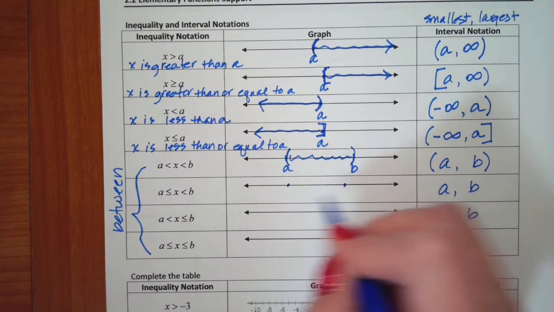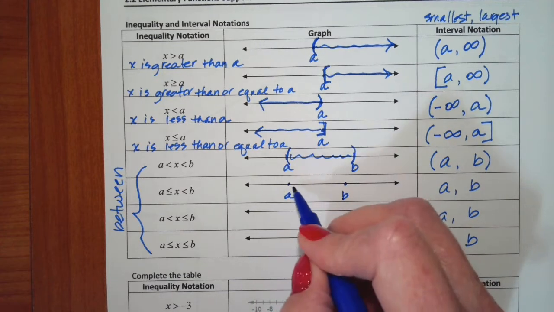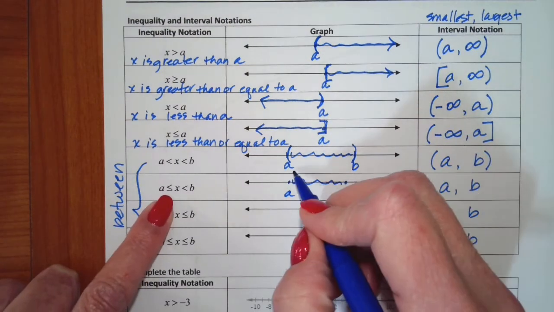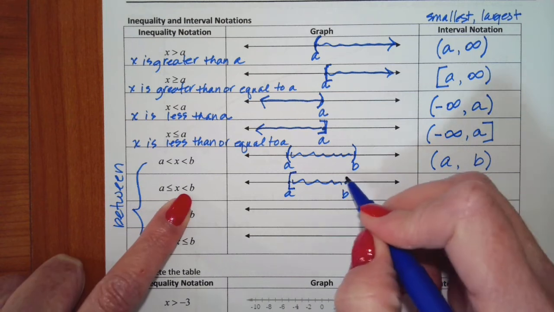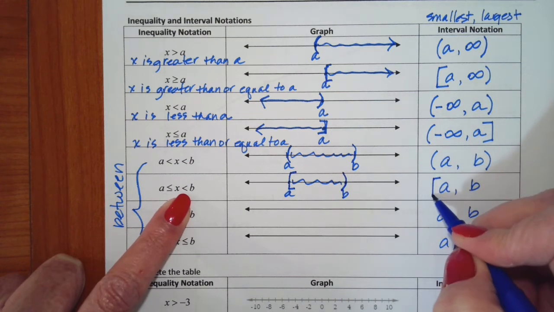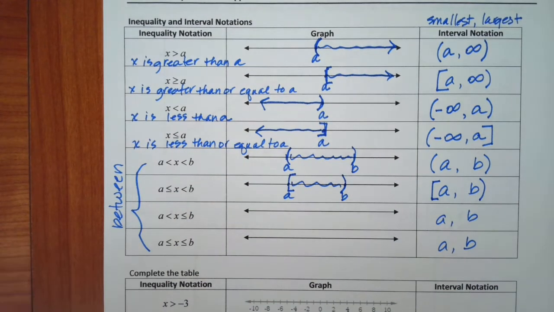Okay, so for our next one, again, we have an A and a B. It's everything in between. But here we are including the A. It has the less than or equal. We are not including the B. So in interval notation, it would go from A with a bracket to B with a parentheses.